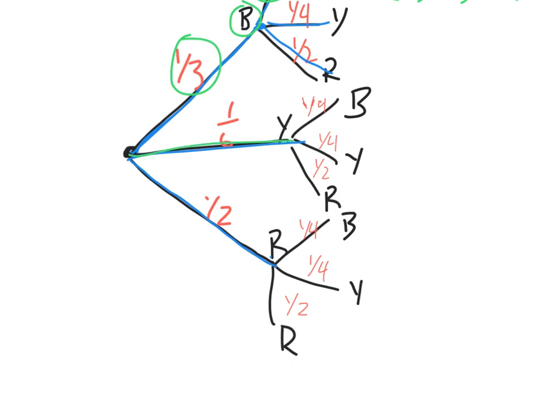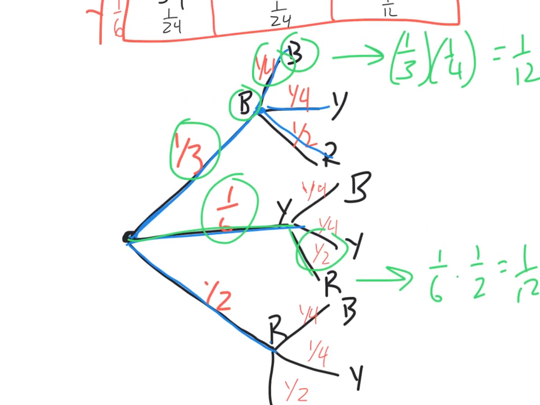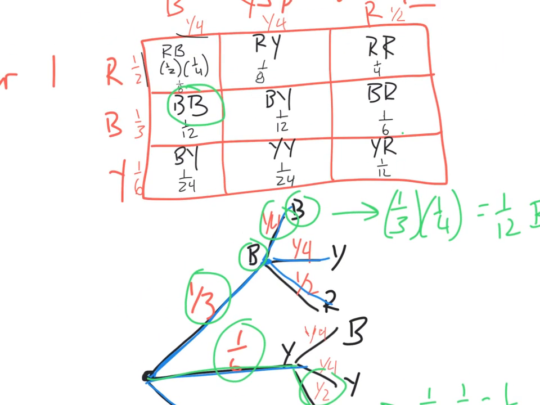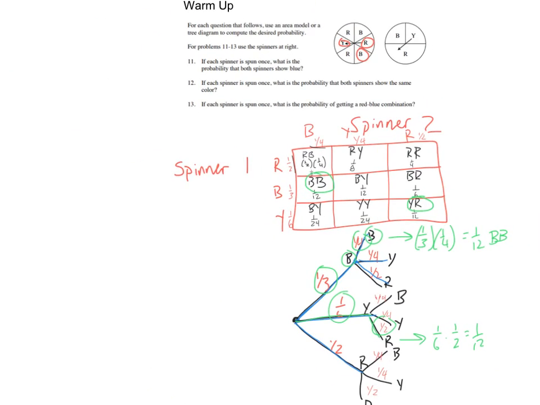What if I got yellow and then red? Well, yellow, red would be 1/6 times 1/2. So yellow, red is 1/6 times 1/2, which is 1/12. So as I look at yellow, red in the table, is that 1/12? Yep, it is. So either a tree diagram or a probability area model would suffice.